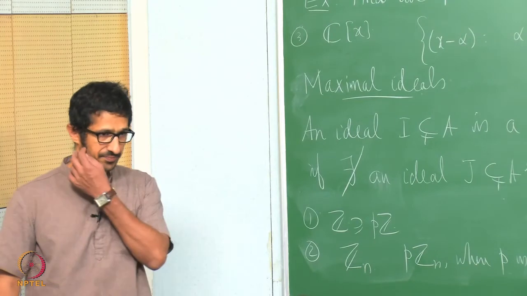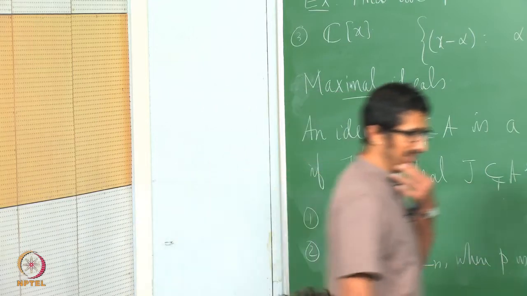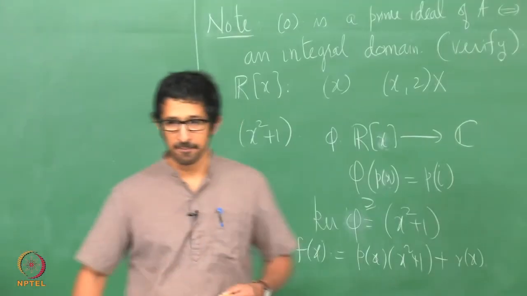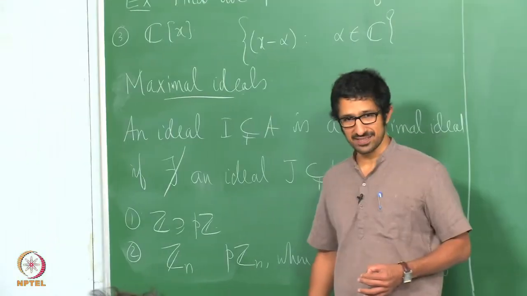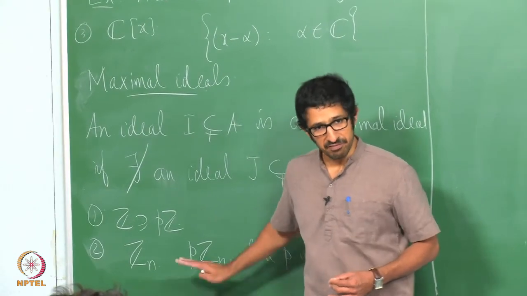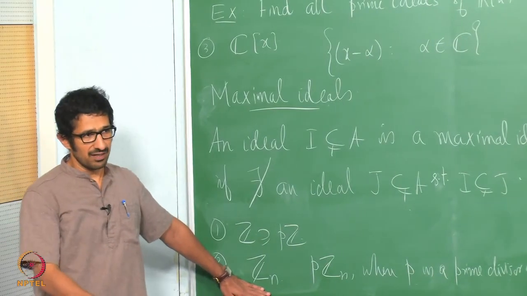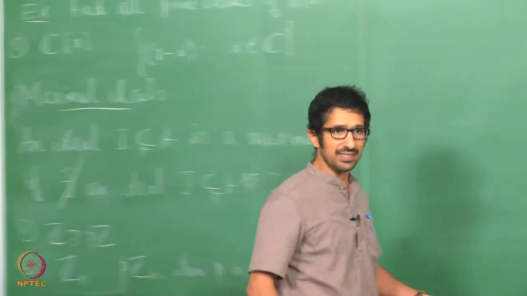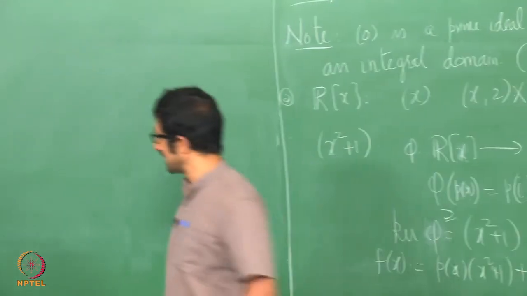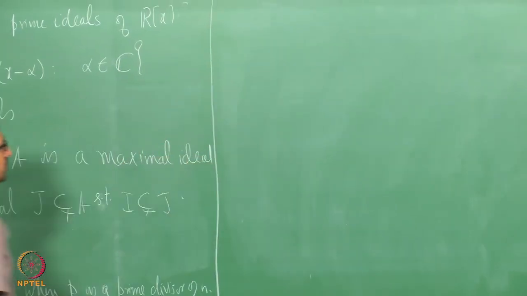How do you get this? Can you think of a proof? Why is this a maximal ideal? We will come back to this. Of course, in this case, this is a set that is known to you, so one can immediately prove it. But there is a much simpler way to tackle this, a tool that is more general.